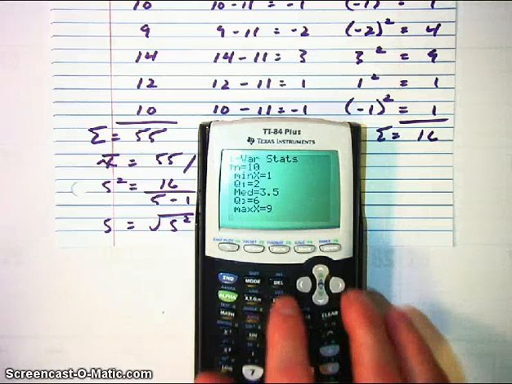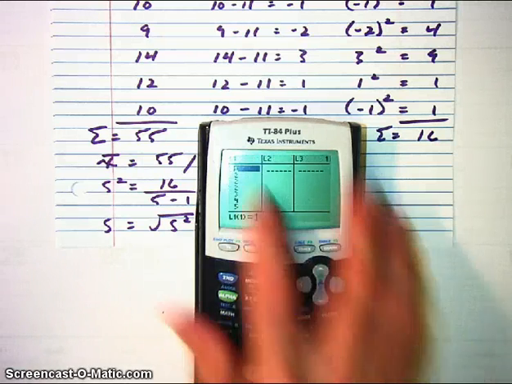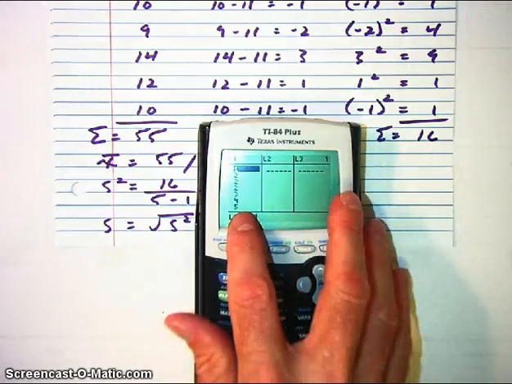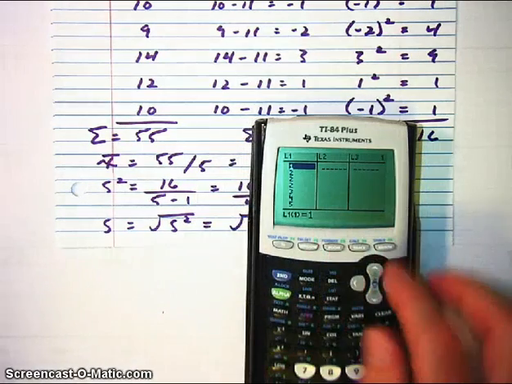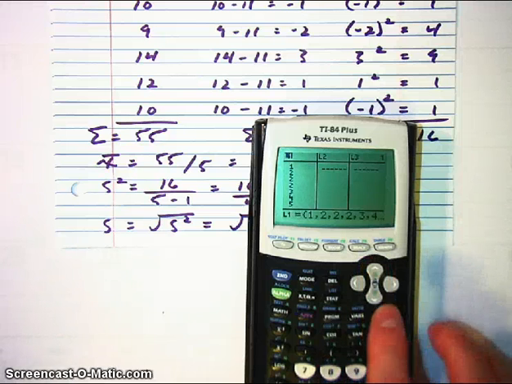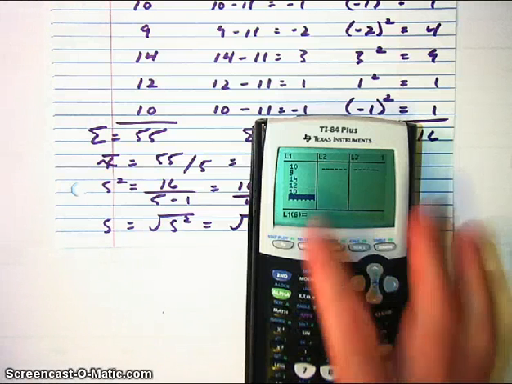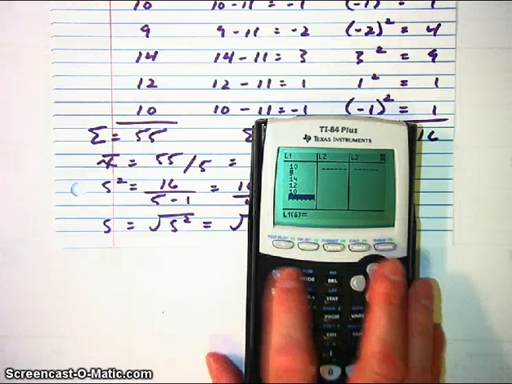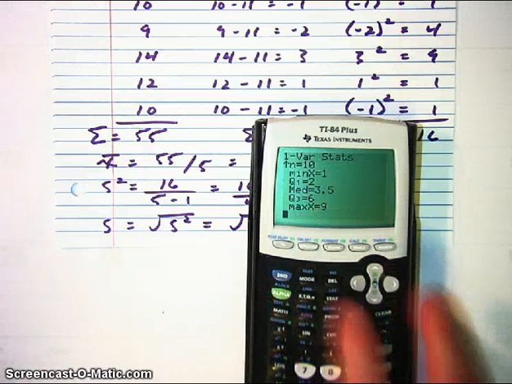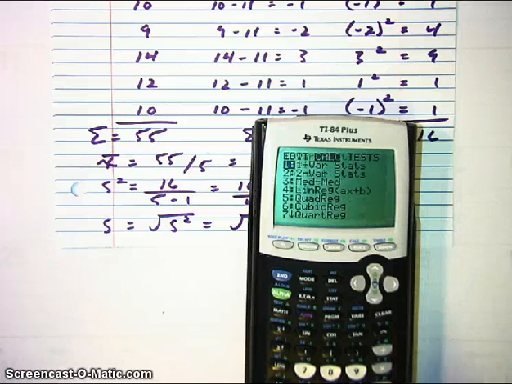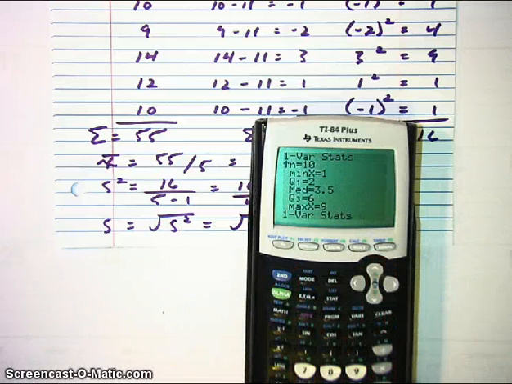One is to go into the stat editor and select the list you want to edit. We've already got some values in here. I'm going to get rid of those, so I'm going to cursor up here and hit clear, and then I'll type in my data values, which are 10, 9, 14, 12, and 10. And then I can find the standard deviation from these values by using one variable stats. So I'll quit out of here, go to stat calc 1 variable stats. My data are in list 1, and I press enter.